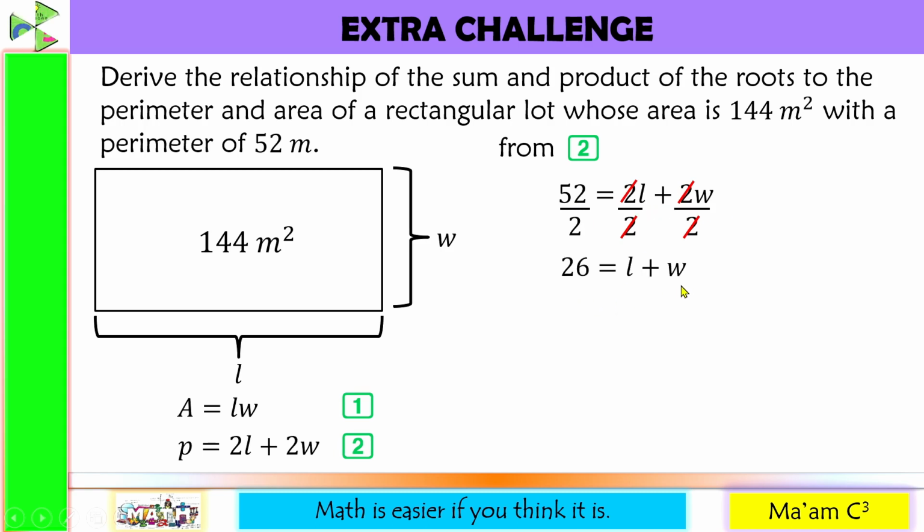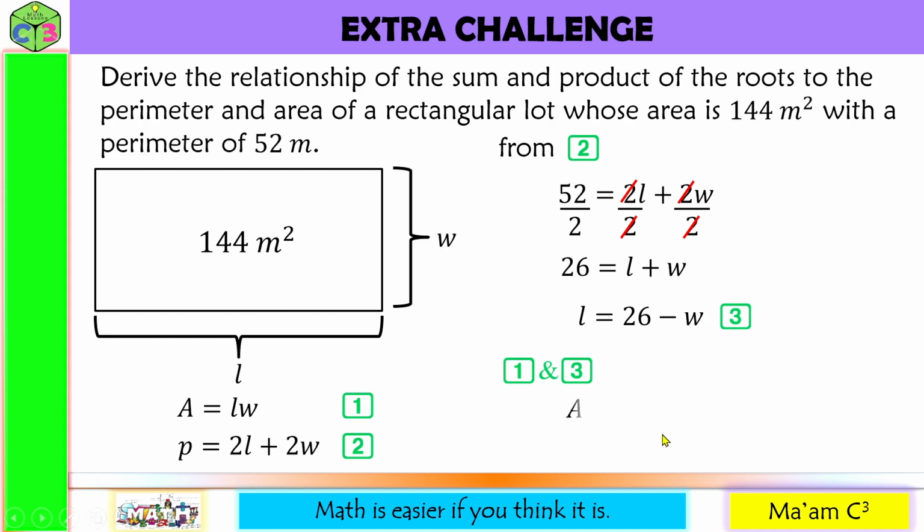From here, we can solve for the value of L in terms of W. Let us move W on this side. So L is equal to 26 minus W. Let this be our equation 3. Now let us combine equation 1 and equation 3.